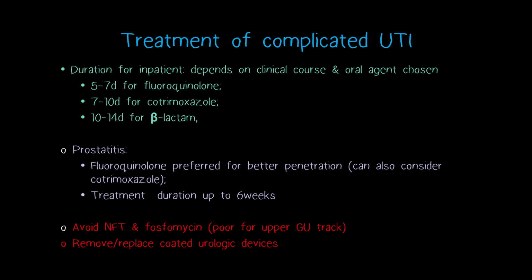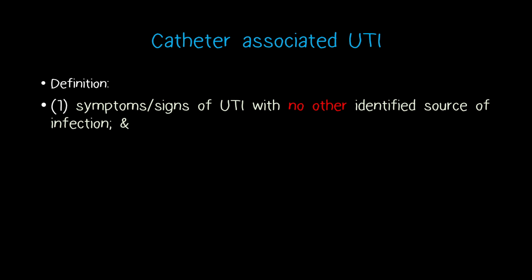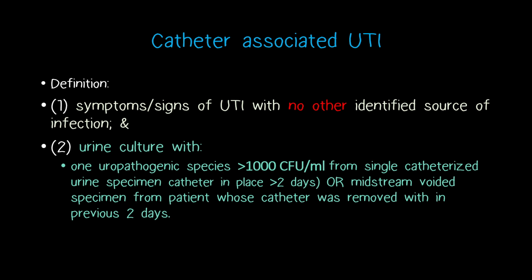The other is catheter-associated urinary tract infection. What's the definition? Signs and symptoms of urinary tract infection with no other identified source of infection, and also urine culture showing more than 1000 colony forming units per ml for a single catheterized urine specimen in place for more than 2 days, or if we do the urine culture after removing the catheter, which is done within the previous 2 days.